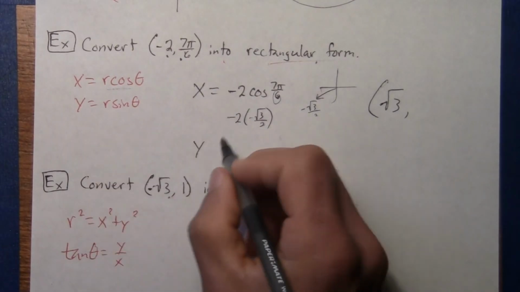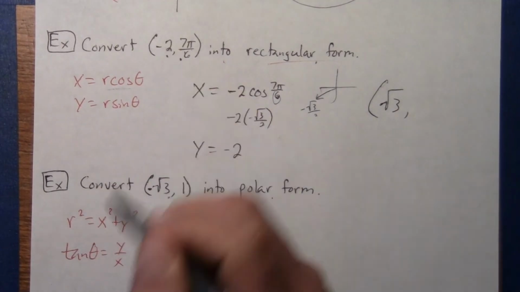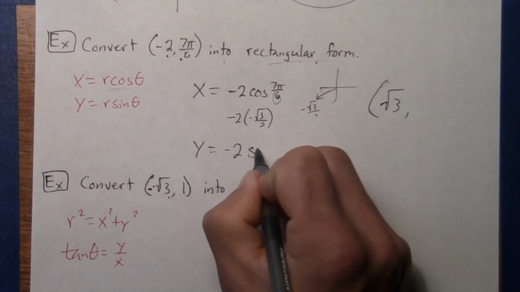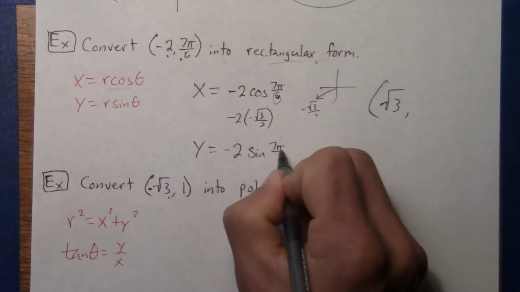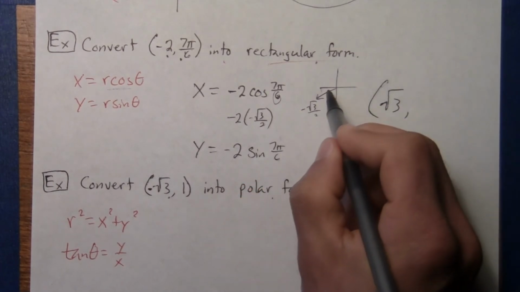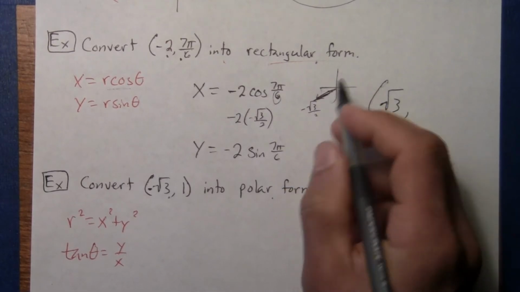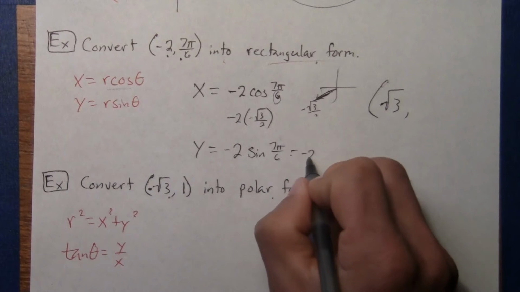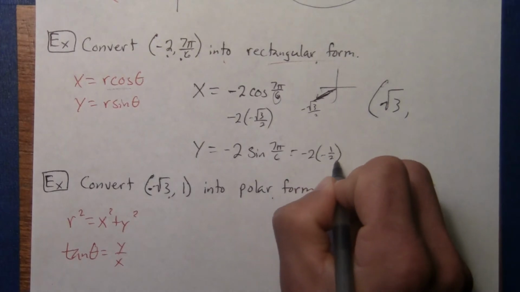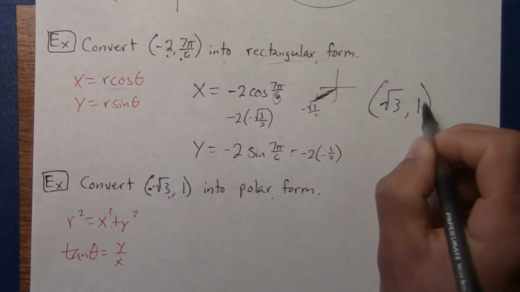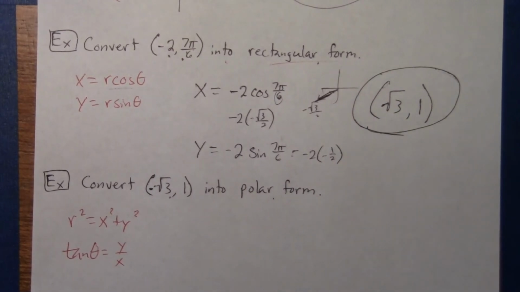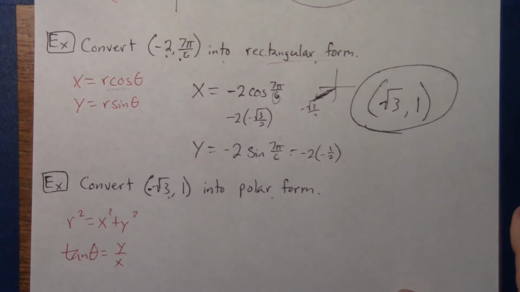And then do the same thing for y. Y is going to equal r, which is negative 2, times the sine of the angle, which is 7 pi over 6. Again, it's a 60-degree reference angle. That means the y value has to be 1/2. I'm in this quadrant, so I know it's a negative 1/2. So this is going to be -2 times -1/2, or it's going to give me +1. And so there it is in rectangular form.